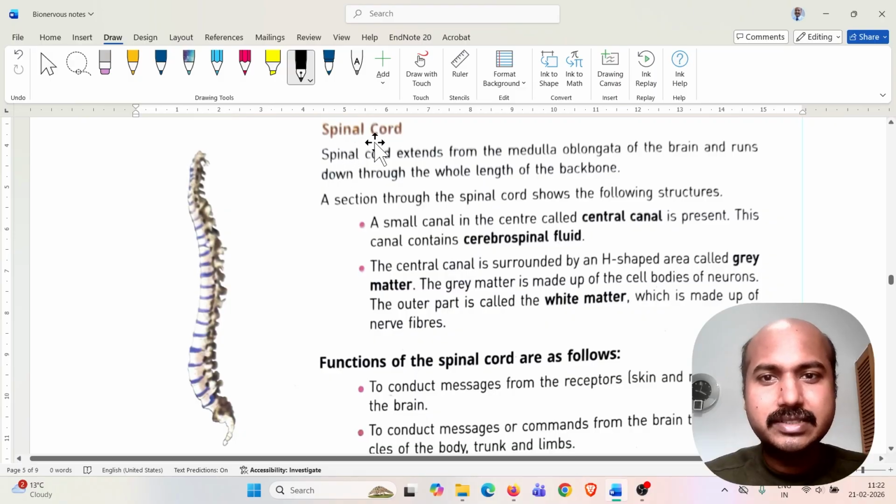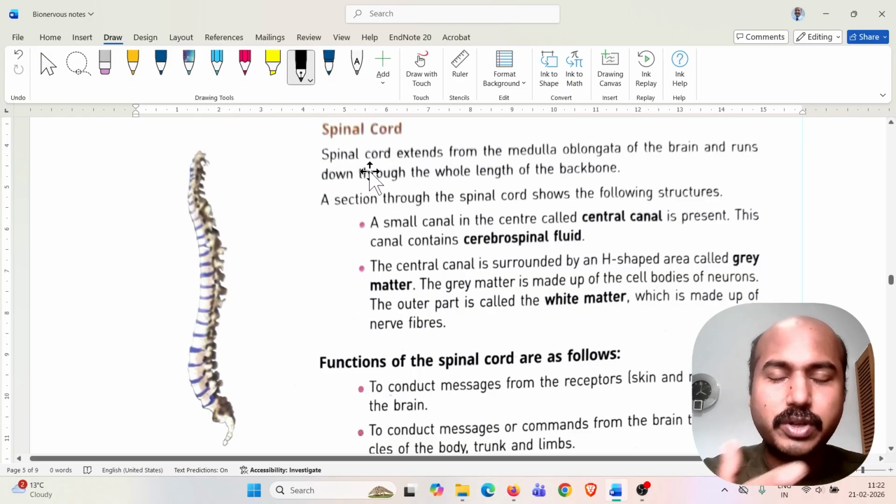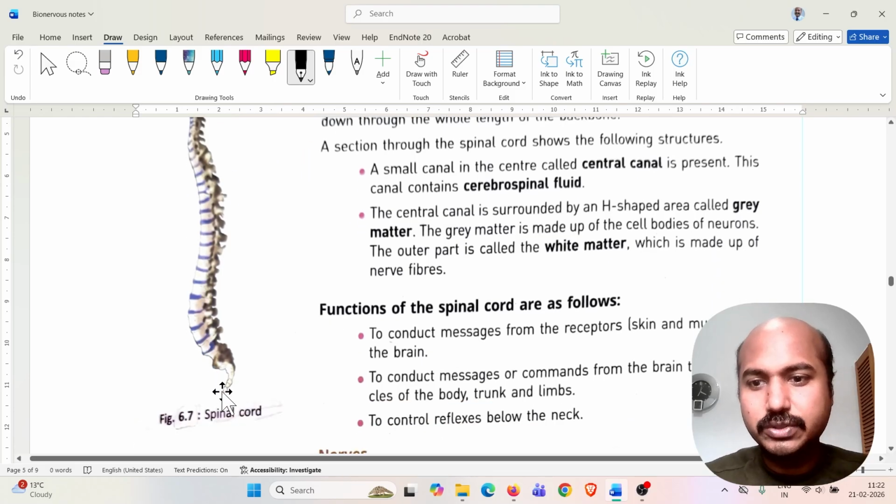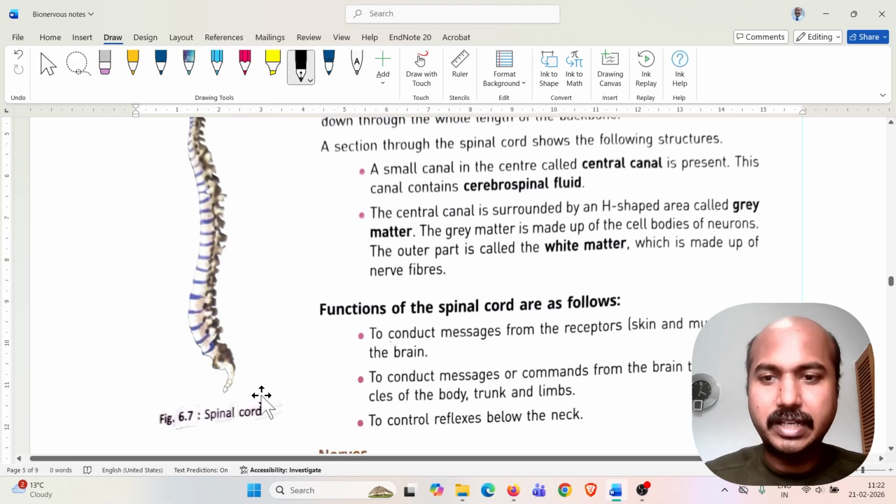So if you look at this, it is written spinal cord, and it is written spinal cord extends from the medulla oblongata of the brain and runs down the whole length of the backbone. And on the left side, there is a picture. So imagine you are a seventh standard student and you are reading this and you want to see what a spinal cord is, and you see this. It is written that this is spinal cord.